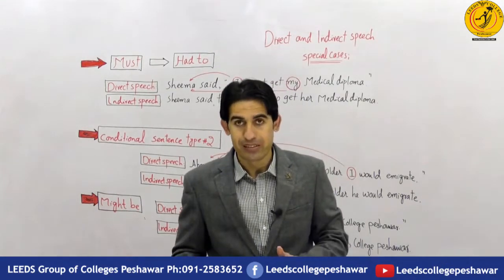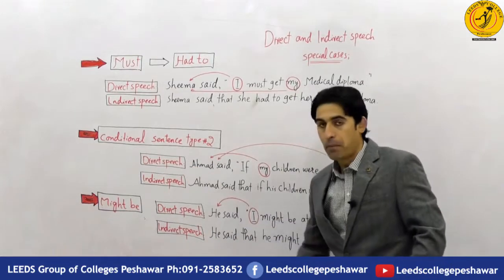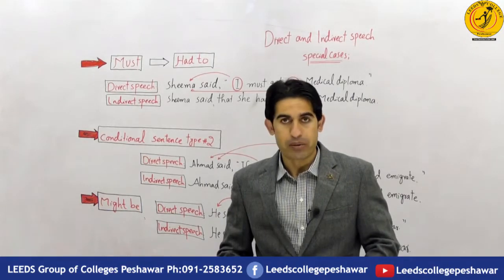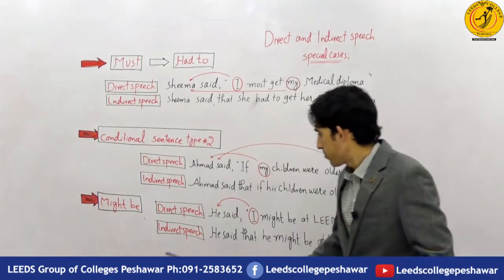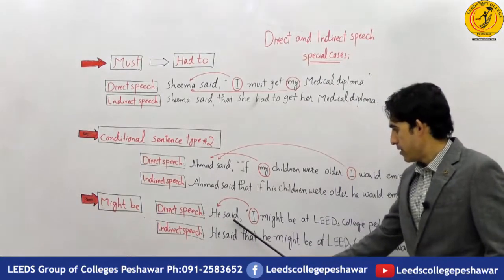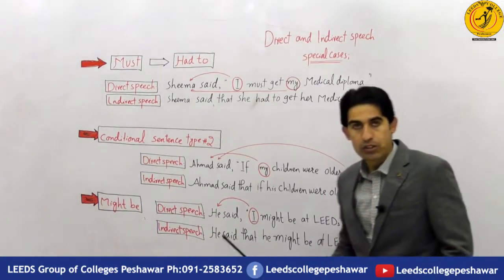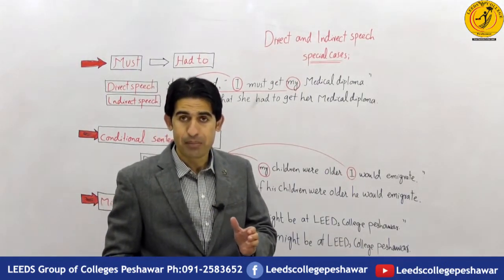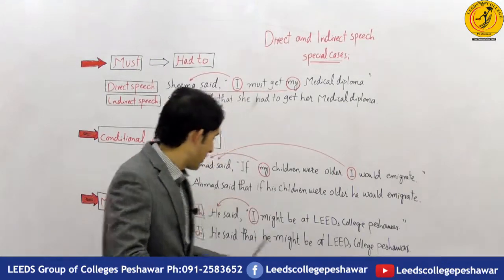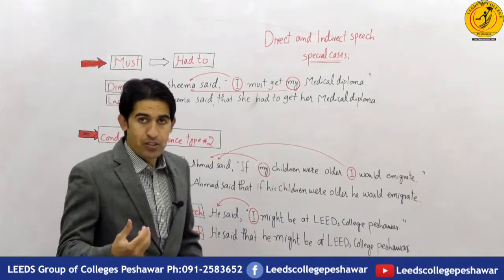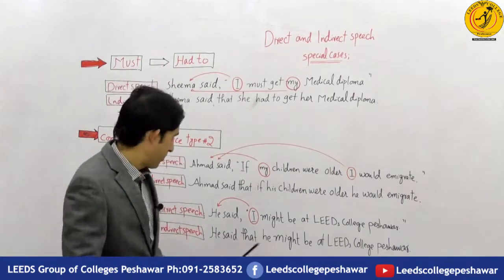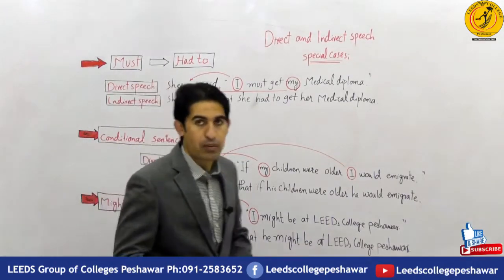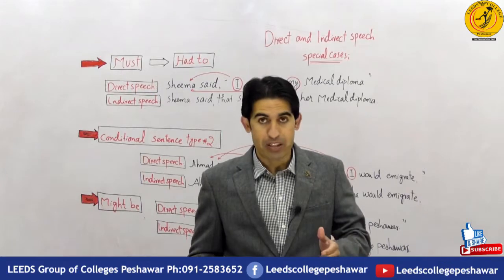Coming down to discuss the last case, which is might be. Remember, like should, might be doesn't change in reported speech and indirect narration. Let's discuss the case. We have the direct speech: He said, I might be at LEEDS College, Peshawar. If you look at the reported speech closely, it contains might be as the modal auxiliary verb. But remember that it doesn't change, I mean the back shift is 0. In indirect speech, he said that he might be at LEEDS College, Peshawar. The tense doesn't change, meaning the back shift is 0.